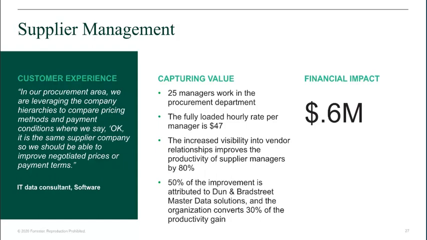For supplier management, the model was driven by a key fact shared with us, an 80% improvement in supplier management productivity. It's also clearly a function of the size of the team overseeing supplier management. And in this case, we've made an assumption about the percentage of that improvement that's attributed to Dun & Bradstreet and captured by the organization.